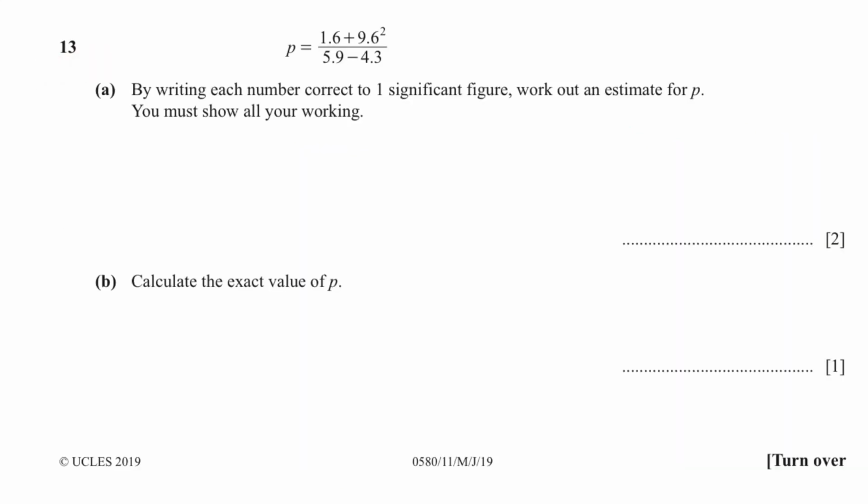Question number 13. By writing each number correct to one significant figure, work out an estimate for P. You must show all your working. So this is an easy question.